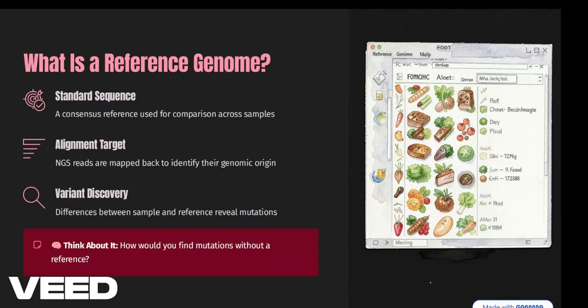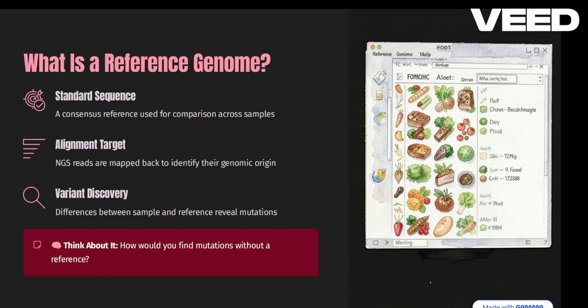Now let's understand an important concept in bioinformatics, the reference genome. A reference genome is a representative genome sequence that is used as a standard for comparison. When we perform NGS sequencing, we get a large number of sequencing reads. In many analysis workflows, we compare or align these reads against a reference genome.